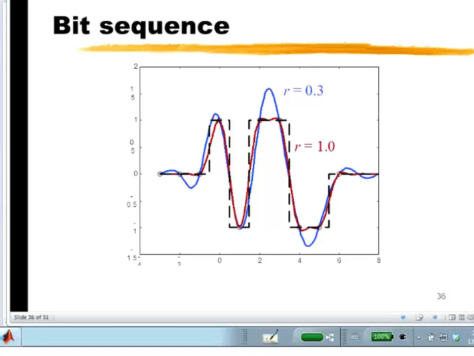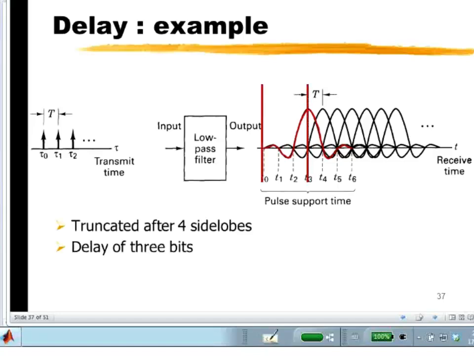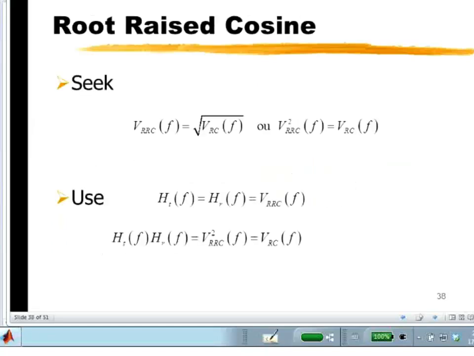This just shows you the pulse shapes, what they look like for different roll-off factors. In black is the R equals 0 for rectangular pulses, and then as we go to others. Again, if we're trying to achieve these RC pulse shapes, of course, they have infinite time support, which we cannot deal with in the lab. So, of course, we're going to have to truncate and delay in order to create a pulse that can be transmitted. Here's an example of a pulse that's truncated after 4 side lobes, and it has to introduce a delay of 3 bits in order to realize the shaping filter for these pulse shapes.